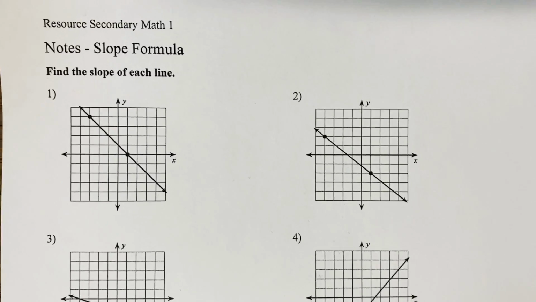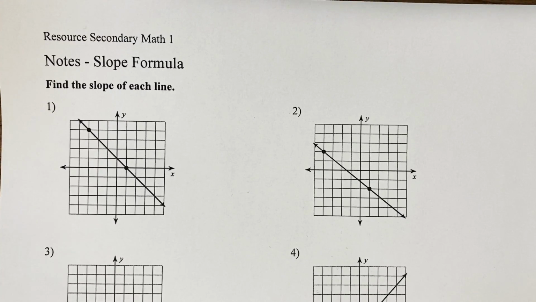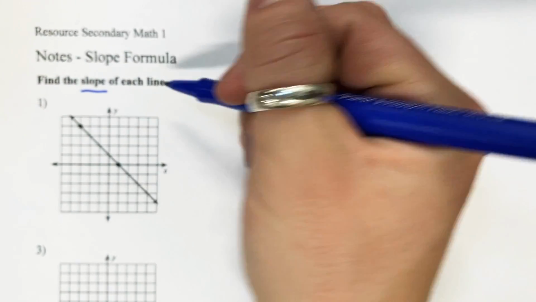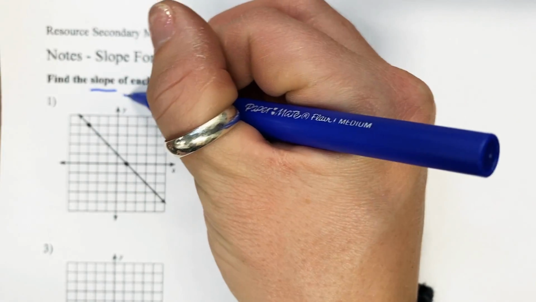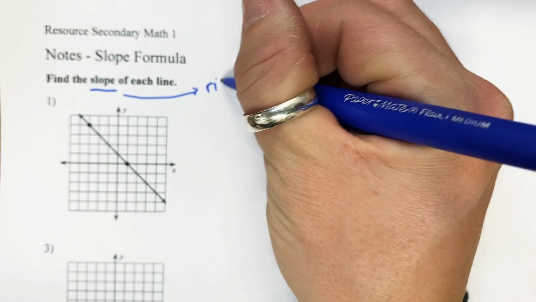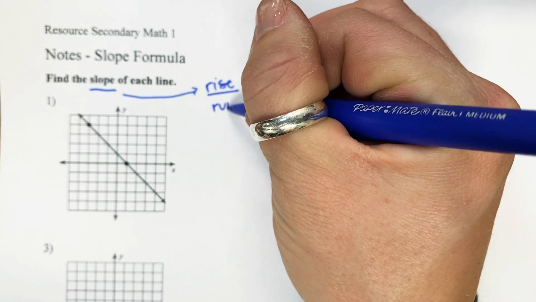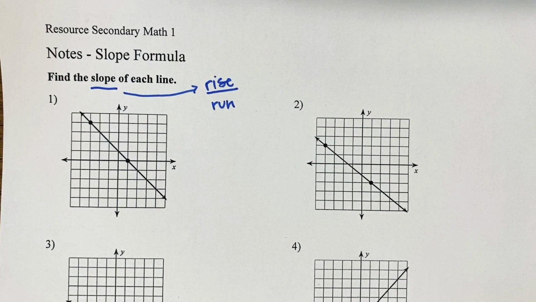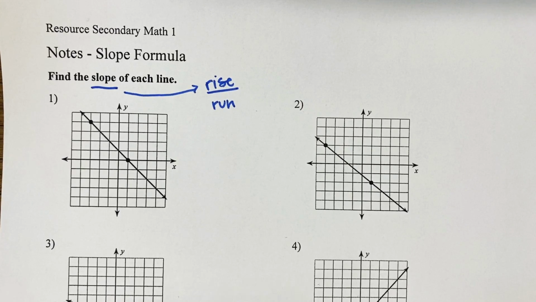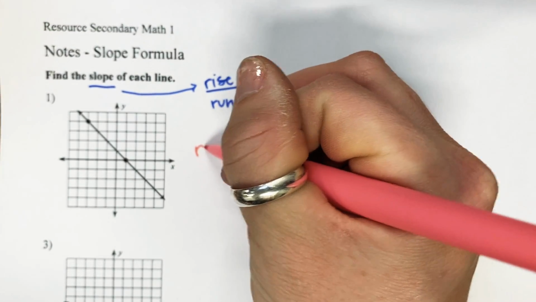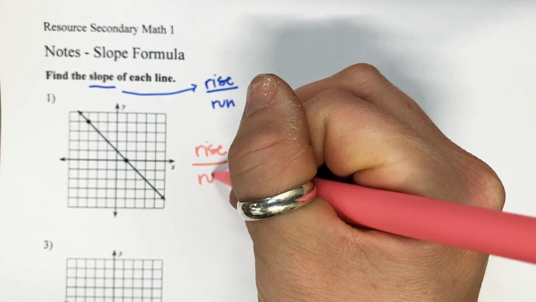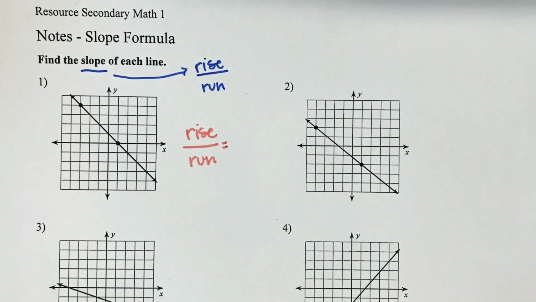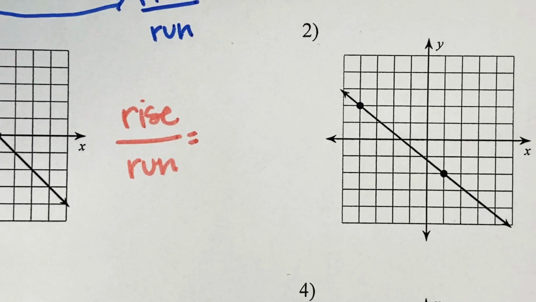So, when finding the slope, on a graph especially, we always want to think what? So let's go ahead and underline slope. Okay, we always want to think rise over run. Okay, so that's going to help us find our slopes when counting. Okay, so let's look at number 1. If I'm thinking rise over run, and I need to find this slope, let me zoom in for you.